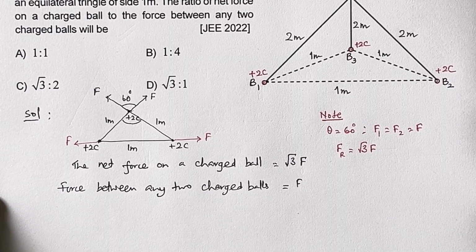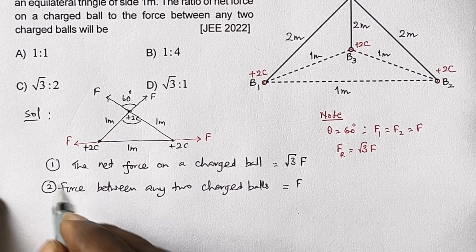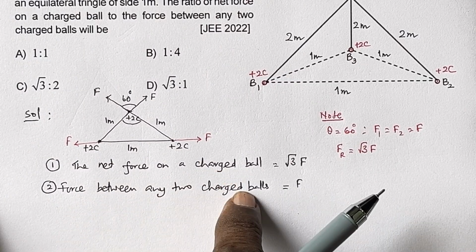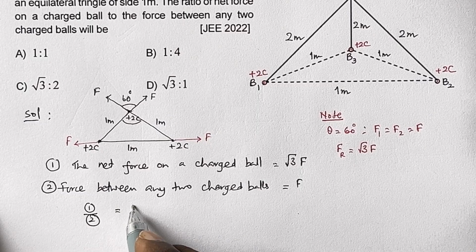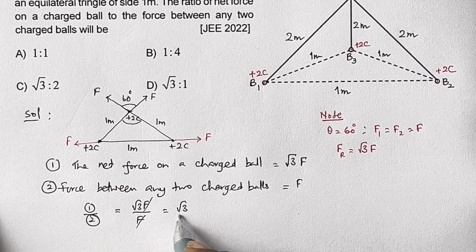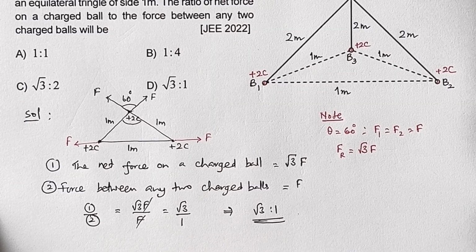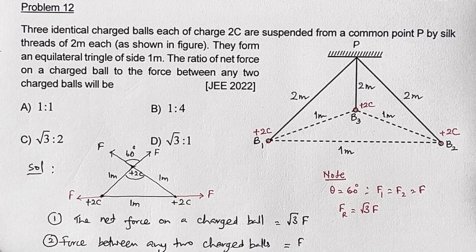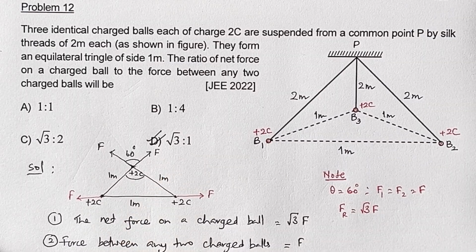So now what we have to calculate? This is the first one, this is the second one. In the problem they are asking the ratio of net force on a charged body to the force between any two charged bodies. So 1 divided by 2 is equal to root 3 F by F. So F F cancels, root 3 by 1. So our answer is root 3 is to 1. That is the answer. So which option is suitable for this one? Yeah, the fourth option D is the correct answer.